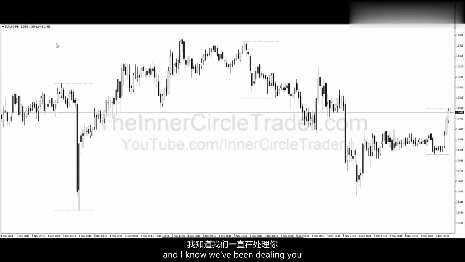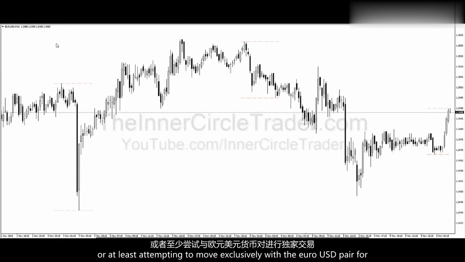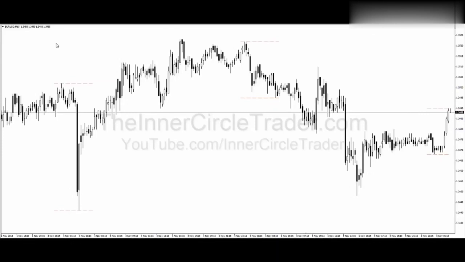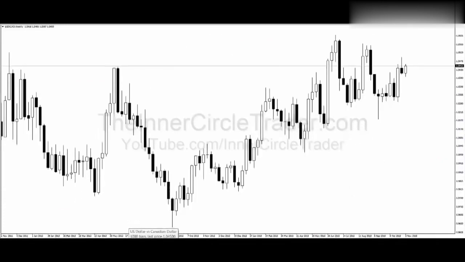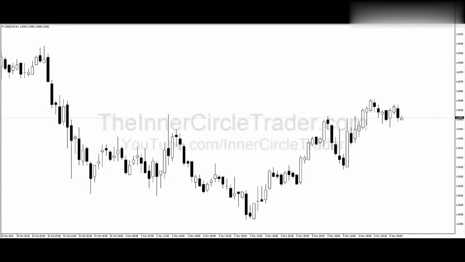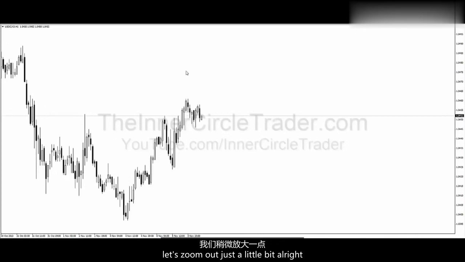I know we've been dealing, or at least attempting to deal, exclusively with the Euro USD pair for this teaching series, but just for the sake of argument, let's take a look at 2 other pairs. We'll look at the Canadian dollar. Here's the Canadian dollar, and let's go down to an hourly chart. Let's zoom out just a little bit.